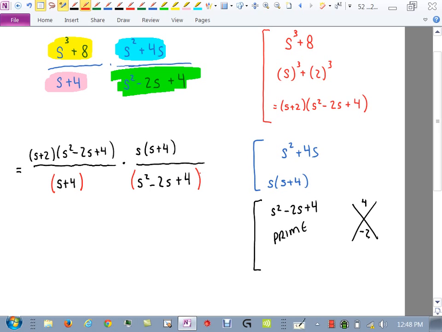So if you kind of just step back and take a look, do you see some cancellation here? The S plus 4s are the same, and the whole S squared minus 2S plus 4 cancels with the other one on the bottom here. How nice is that? And nothing else goes away. So all you have left is the S plus 2 times the S, right? Which if you distribute that S through, you get S squared plus 2S.